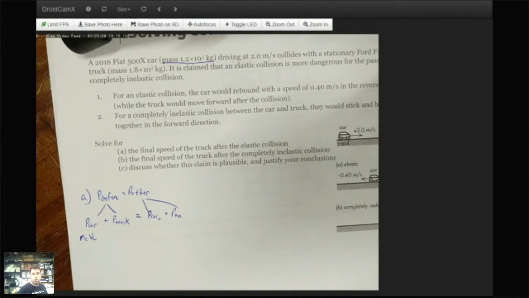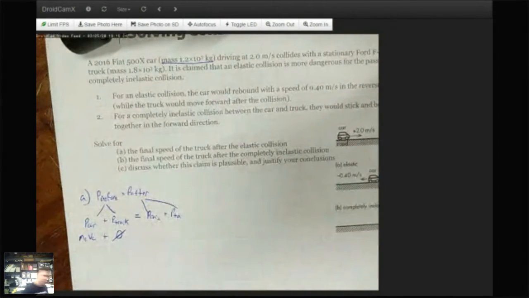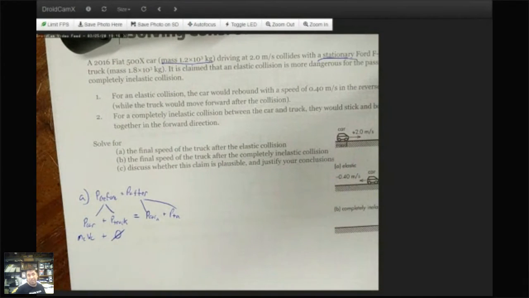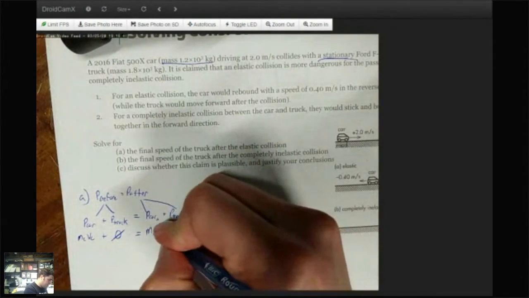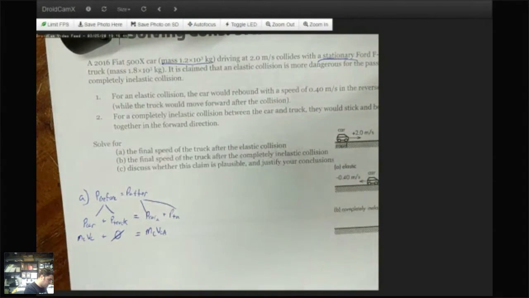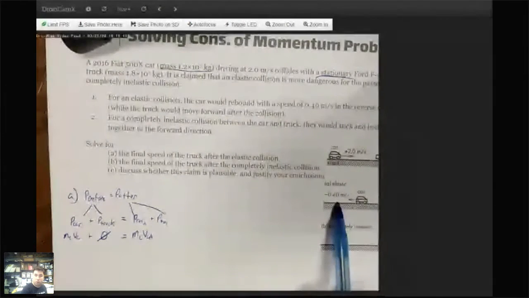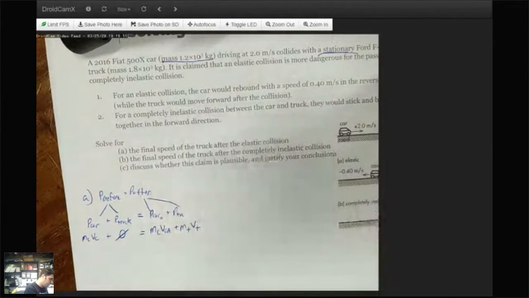Now, let's look at the truck. Well, the truck has no velocity. It's stationary. It's sitting right there, which means it doesn't need to have any momentum because its velocity is 0. M times 0 is still 0, so I'm just going to leave it as a 0 there. Afterwards, we have the mass of the car times the velocity of the car after the collision, which we were told is a negative 0.4 meters per second, plus the mass of the truck times the velocity of the truck. And it's that velocity of the truck that we're looking for.